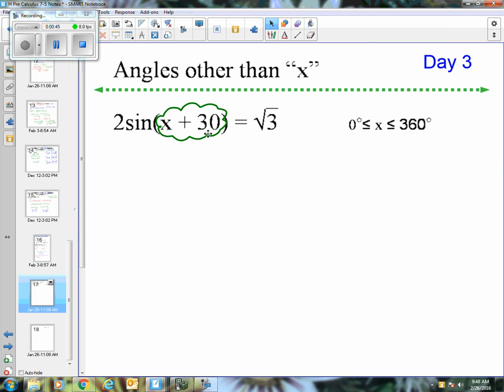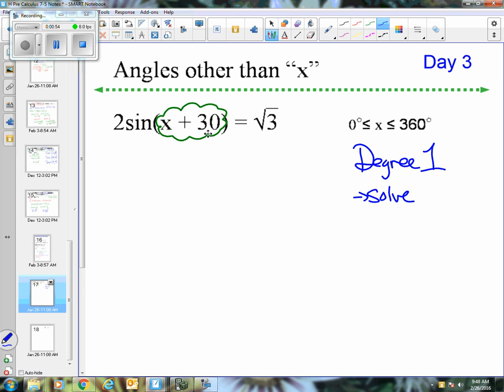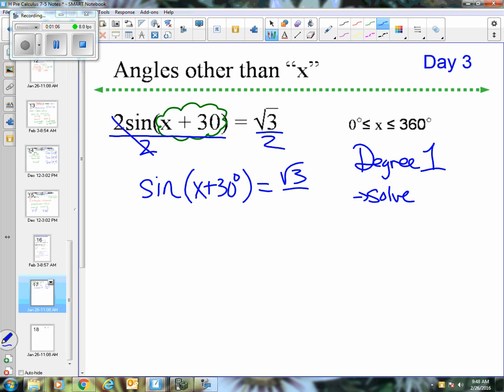What are we going to do? Well, because it's degree 1, I'm going to think of this just like I would any other degree 1 equation. I'm just going to solve. I'm going to use opposite operations, and solve it for the value of that function. So I'm going to divide both sides by 2, so that gets rid of that coefficient. It says sine of an angle is equal to square root of 3 over 2.